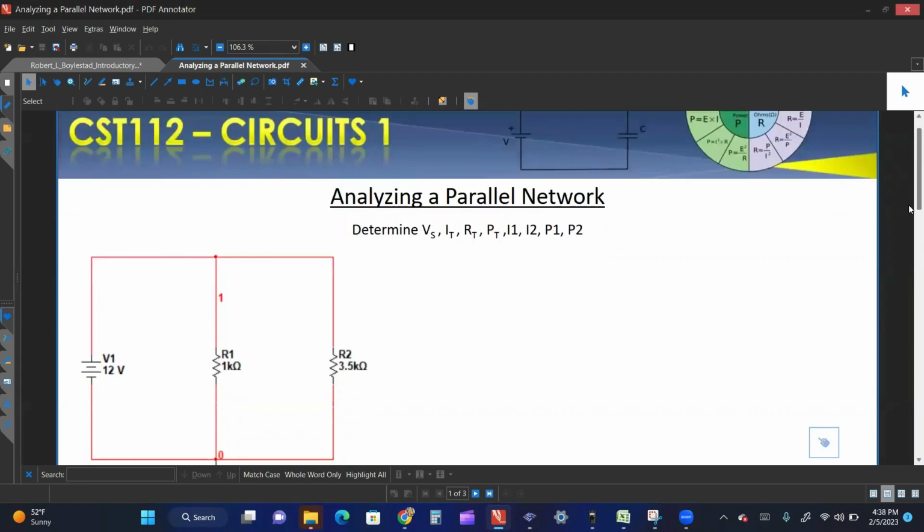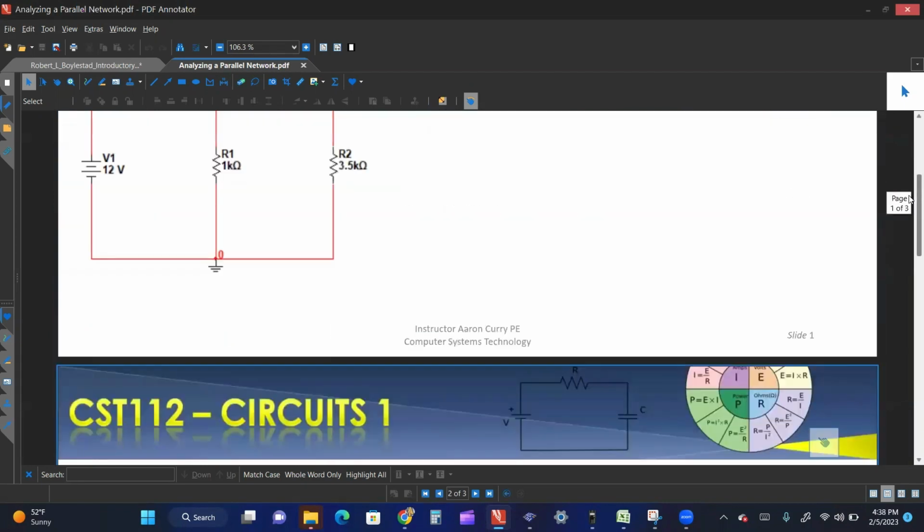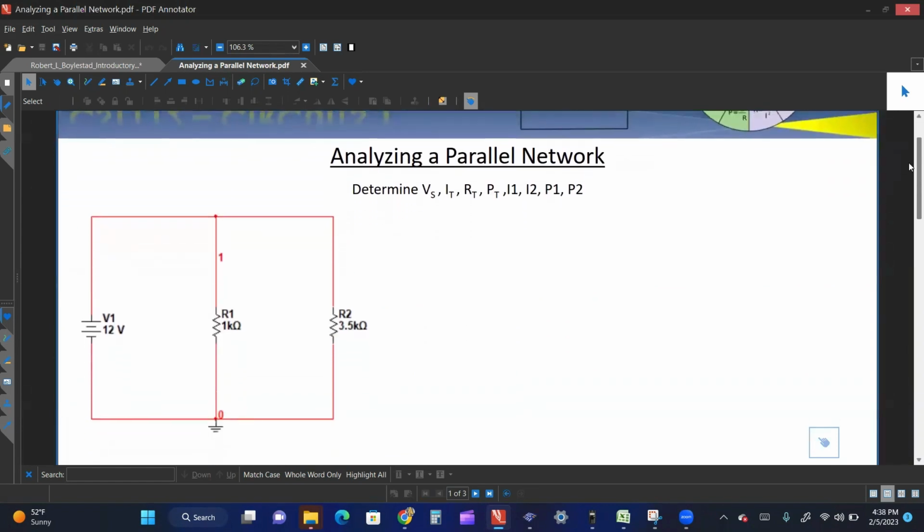All right, so this one right here says determine Vs, which is the source voltage, IT, which is the total current, RT, which is the total resistance or total equivalent resistance, the total power, the current through resistor 1, current through resistor 2, and the power delivered or absorbed by resistor 1, and the power absorbed by resistor 2. So let's take a look at this one.